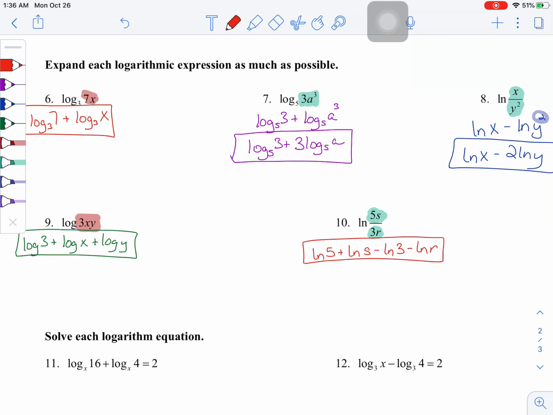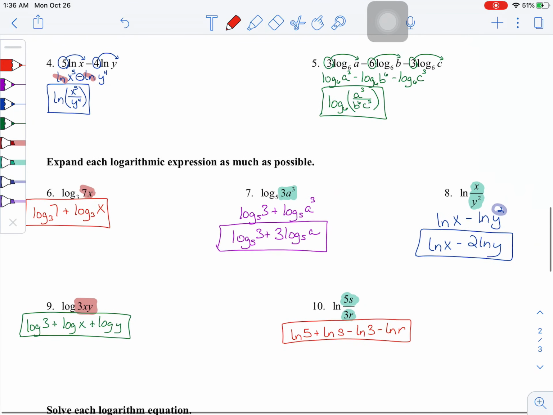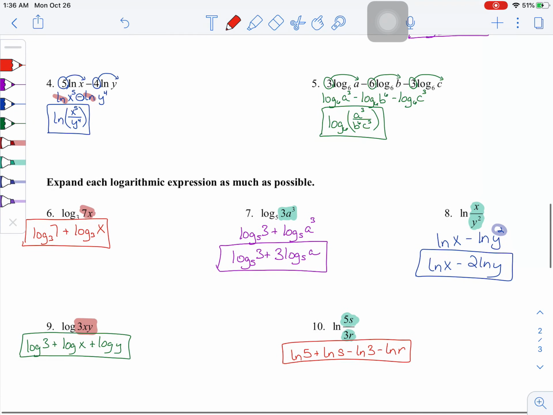All right, so the next video is going to get into solving, but for right now, make sure that you are pretty comfortable and confident with these logarithm properties because we're going to be using them to solve problems. So if you're not comfortable and confident with them, send me some questions, send me some concerns.